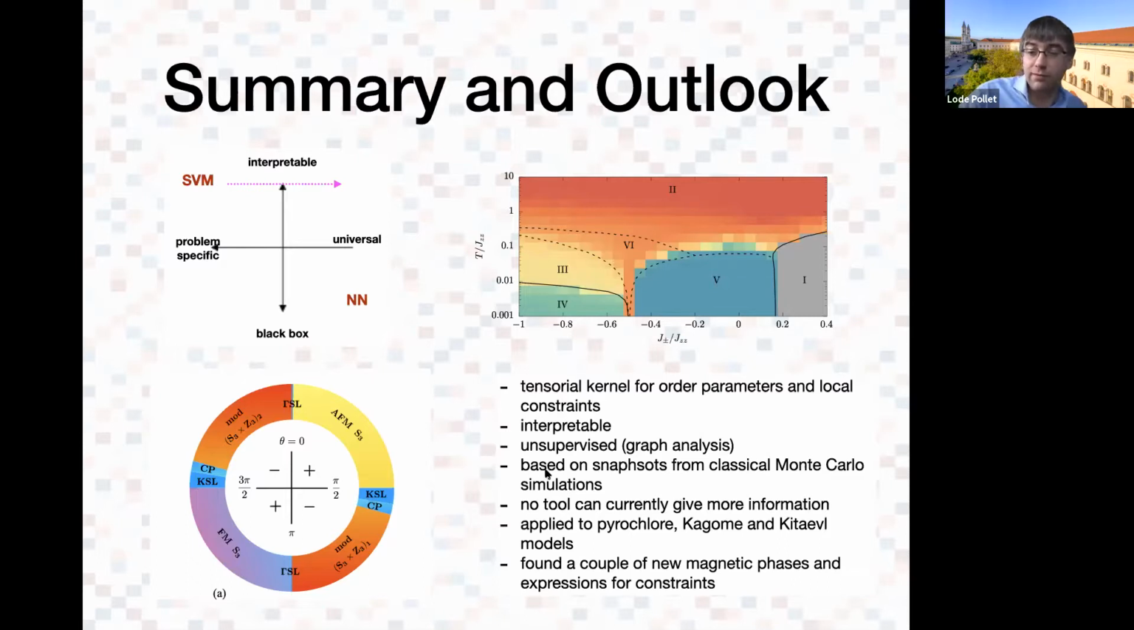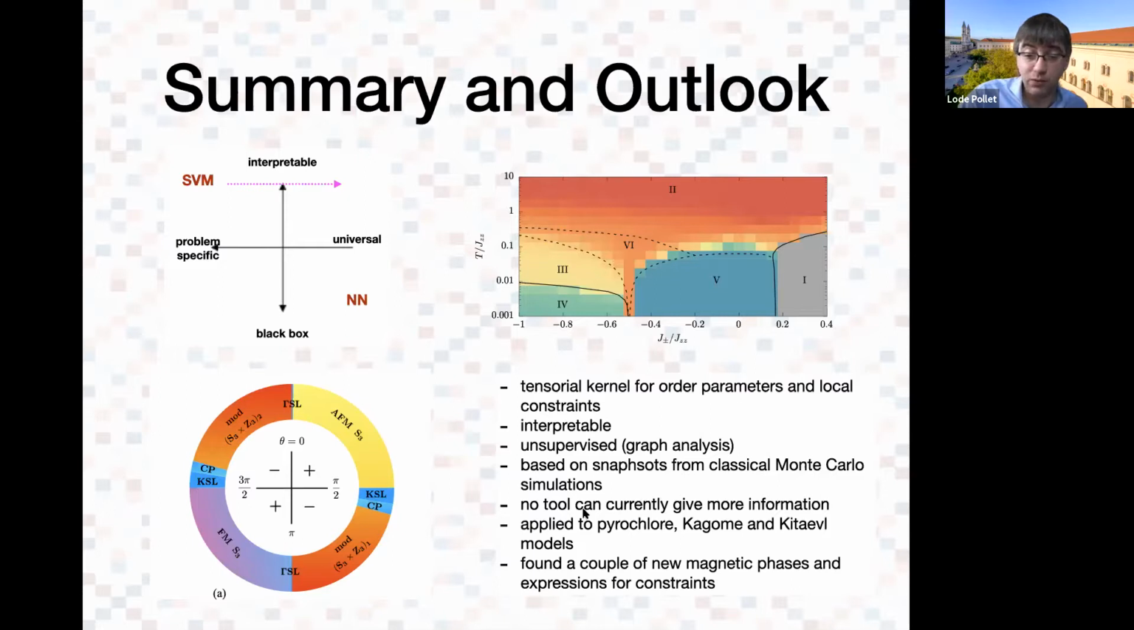Of course, you must have good data, and so far it must be from classical models. We are still working on quantum models. There are lots of complications with quantum models that you don't have classically. And I believe that there is no other tool that can give so much information by just looking at data. So it gives you order parameters, as opposed to cooking them up, and they can be really complicated.